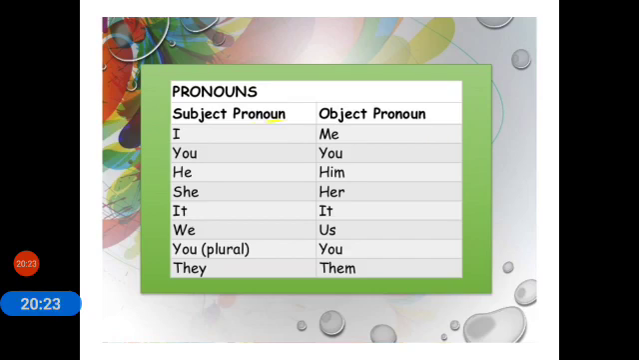Before going to past tense, we will see the chart of pronouns. There is a change of pronouns when we change active voice into passive voice. If the subject pronoun is I, it will be changed into the object me. You will be changed into you, he into him, she into her, it into it, we into us, you plural into you, they into them.